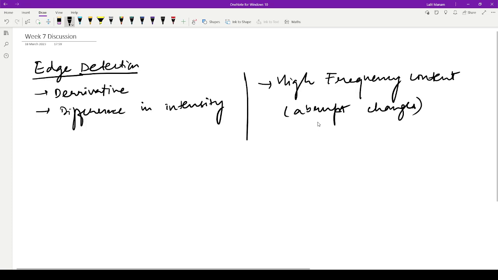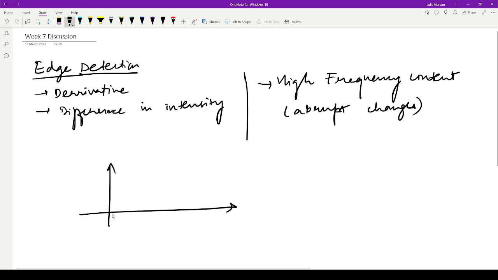You will have what kind of filter? Low pass filter. Why? Low pass will pass the low frequency, right? High pass will pass the high frequency. So we will be needing high pass filters. Yes.